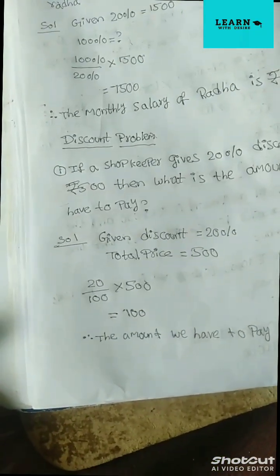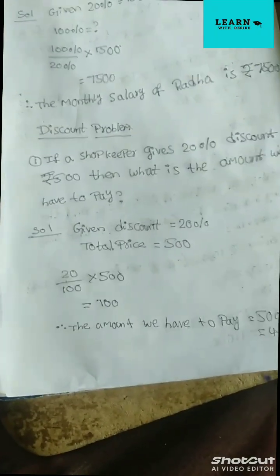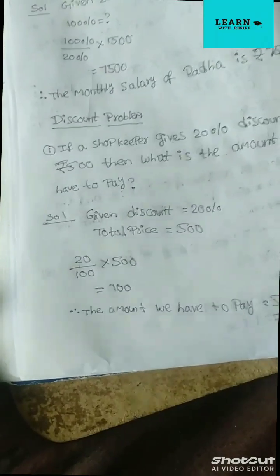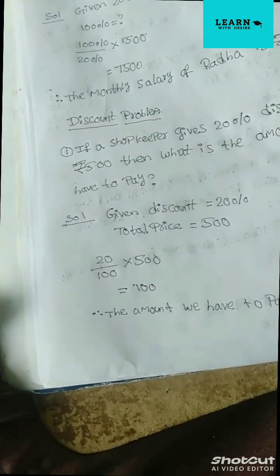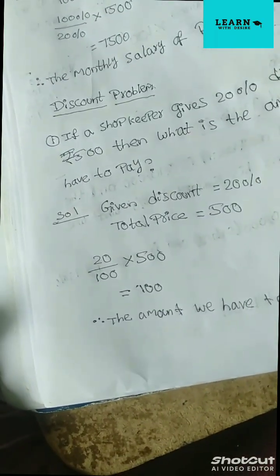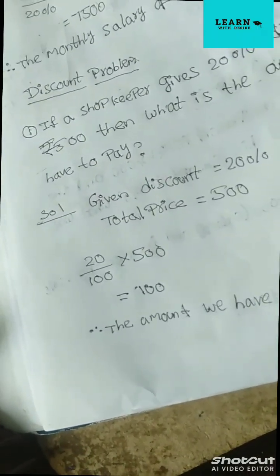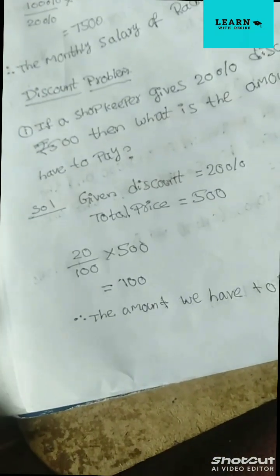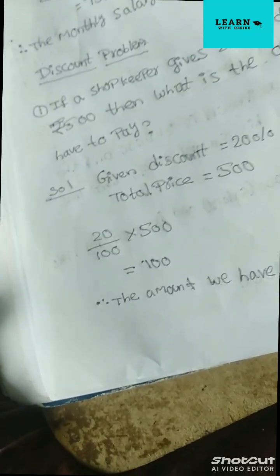Now let's see the discount problems. If a shopkeeper gives 20% discount on rupees 500, then what is the amount we have to pay? For this type of question, what they gave: the discount given by the shopkeeper is 20% and the total price of the item is 500.